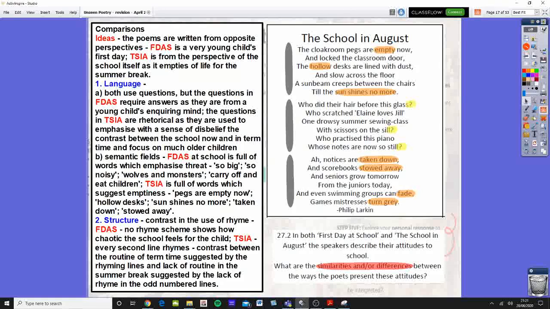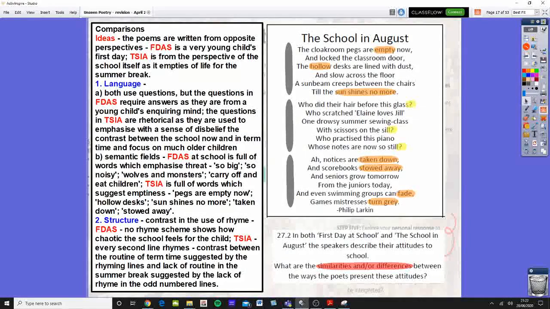So the even rhymes represent term time, and then the odd rhymes represent the school in August. The fact that that's not there anymore, so the rhymes have disappeared for those first lines as well, shows the contrast between school in term time and school in August. But as I say, there's a lot of points there that you could have possibly picked up in your response. Hopefully you'd have spotted some of them or other much better responses.